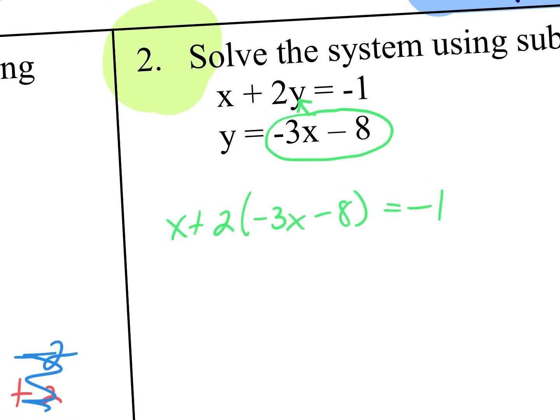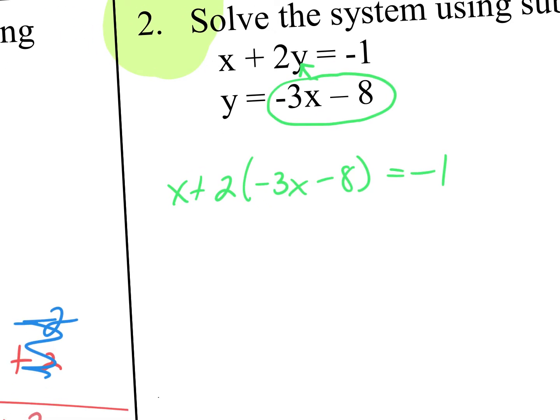Ooh, bad color choice, guys, sorry. Can we solve this? Yeah. What do we do first? Well, hold on. What do we have to do first? Oh, distribute. You got to distribute, combine like terms, all that stuff. So x minus 6x, right? Minus 16 equals negative 1.